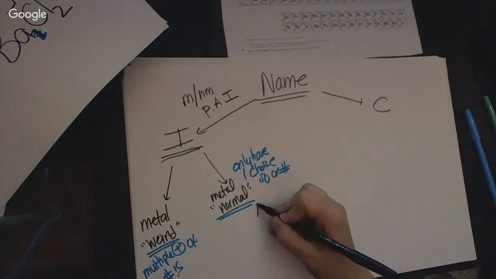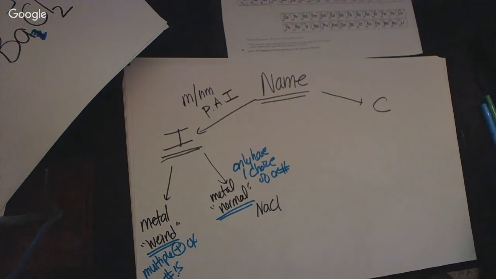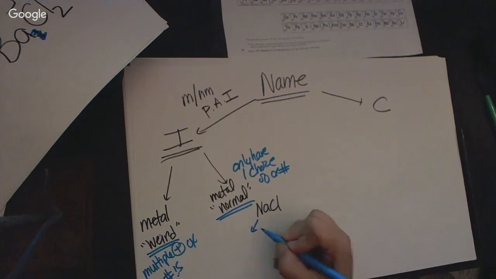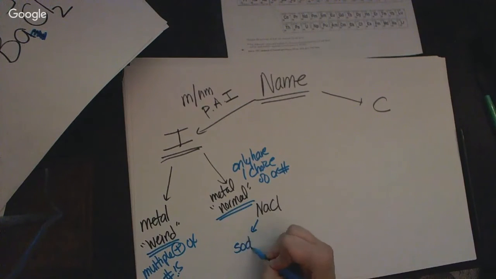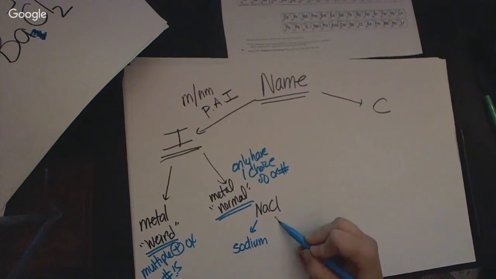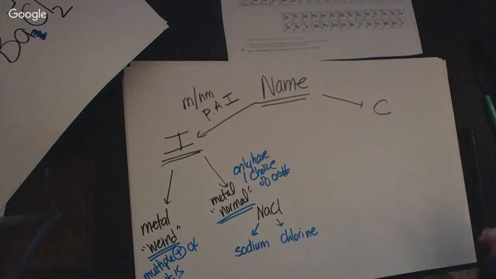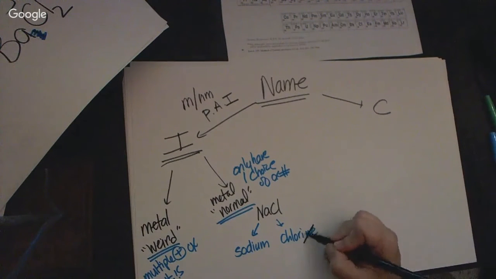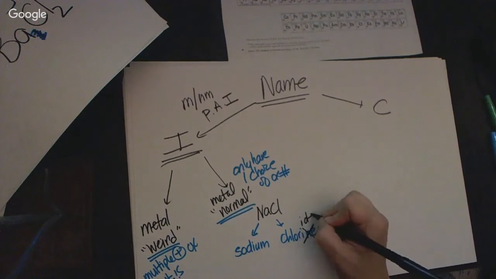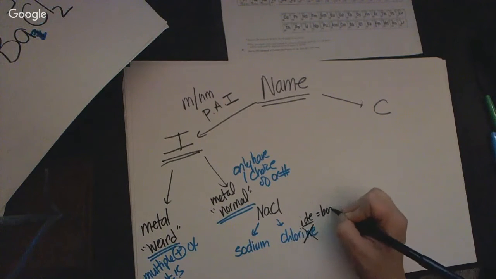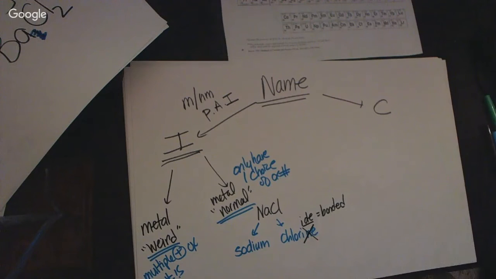So if you were to have something like NaCl and you wanted to name this, well, you always name the metal first, and this would be sodium. You name the nonmetal, this would be chlorine, and what you do is you cross off the ending -ine and add the ending -ide, which means bonded. This is sodium chloride because they are bonded together.